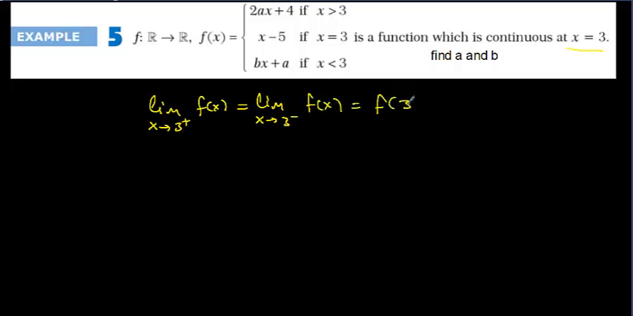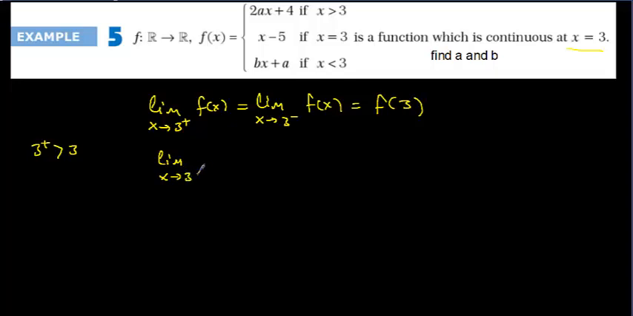Okay, for this question, the function is continuous at this point, and they are asking to find the a and b values. So it means that limit x tends to 3 from the positive side of f(x) must be equal to limit x tends to 3 from the negative side of f(x), and this value should be equal to f(3). Okay, when I say 3 from the positive side, which is greater than 3, I have to use this function, 3 negative, this function.